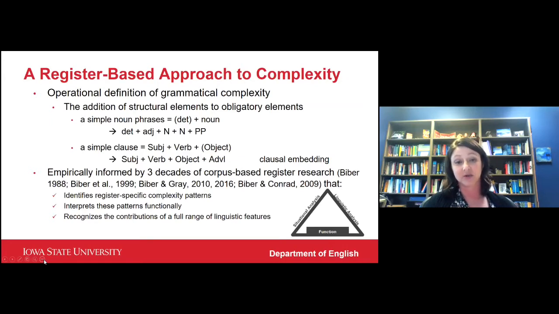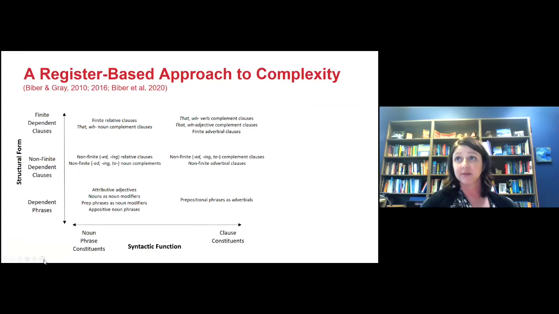Another characteristic of this approach is that it recognizes the contributions of a full range of linguistic features. So you'll see in a couple of slides that there's just lots of features that we consider under this approach. Okay. So this illustrates or summarizes some of the main linguistic features that we consider in this register-based approach to complexity. And you can see that there are 2 parameters along which these features vary. On the one hand, we have the structural form. So some clauses, in terms of their structure, are finite dependent clauses. Others may be non-finite dependent clauses, and others may not be clausal at all.